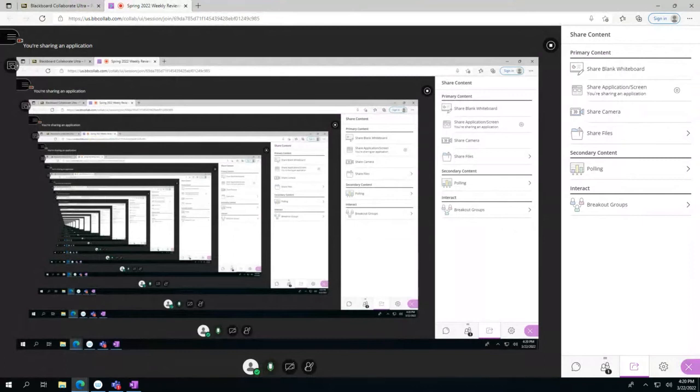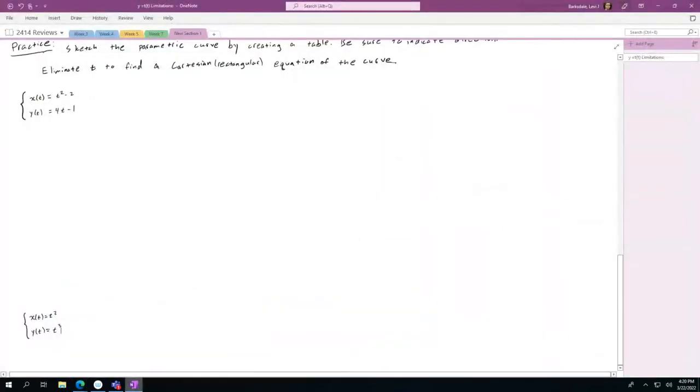All right, let's go over this. So for the first one, we need to sketch the parametric curve by creating a table. So we'll start by making our table. We've got our t. We also have x values and we have y values. I'm going to start at -2 and probably go up to 2 just by ones.